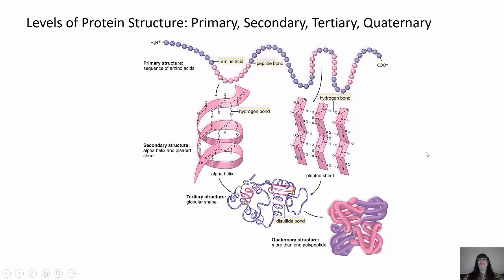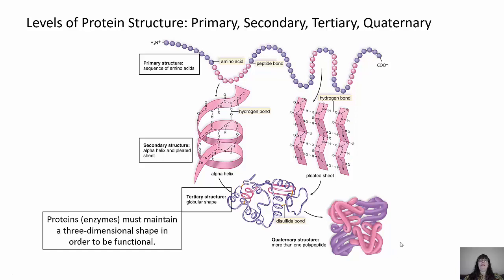We have 4 levels of protein structure: primary, secondary, tertiary, and quaternary. The primary structure is just this sequence of amino acids. The secondary structure is the alpha helix or beta pleated sheets. These form because hydrogen bonds start to interact. Then we have the tertiary structure, which is actually the 3D globular shape. This is formed because R groups start to interact. And then you have the quaternary structure, which is more than one polypeptide chain together. Hemoglobin is an example. Hemoglobin has 4 polypeptides, 2 alpha chains and 2 beta chains.